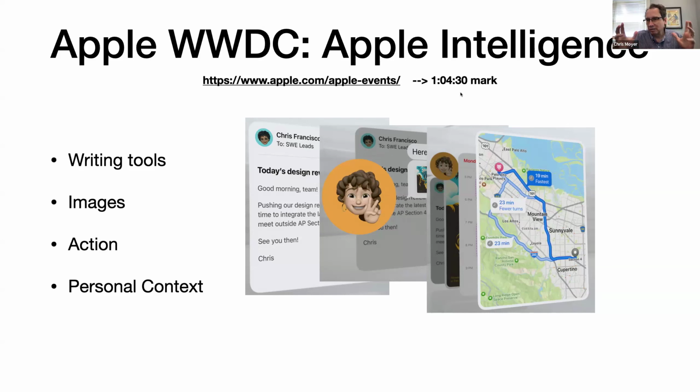So you could be having a text message with somebody and they mention wanting to have a meeting, and it can, from within the text context, create a meeting for you. And they mentioned that the on-device models will have approximately 3 billion parameters. And they also announced that they are having a collaboration with OpenAI.